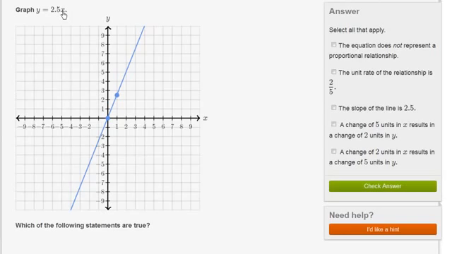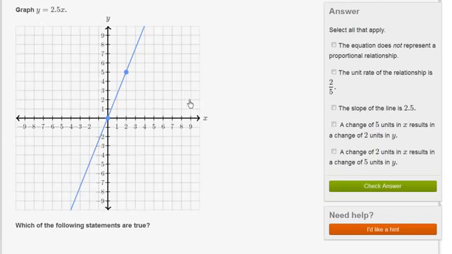You see that right over here. X goes from 0 to 1, y goes from 0 to 2.5. But let's increase x by another 1, and then y is going to increase by 2.5 again to get to 5. Or you could say, hey, look, if x is equal to 2, 2.5 times 2 is equal to 5. So this is a legitimate graph for this equation.